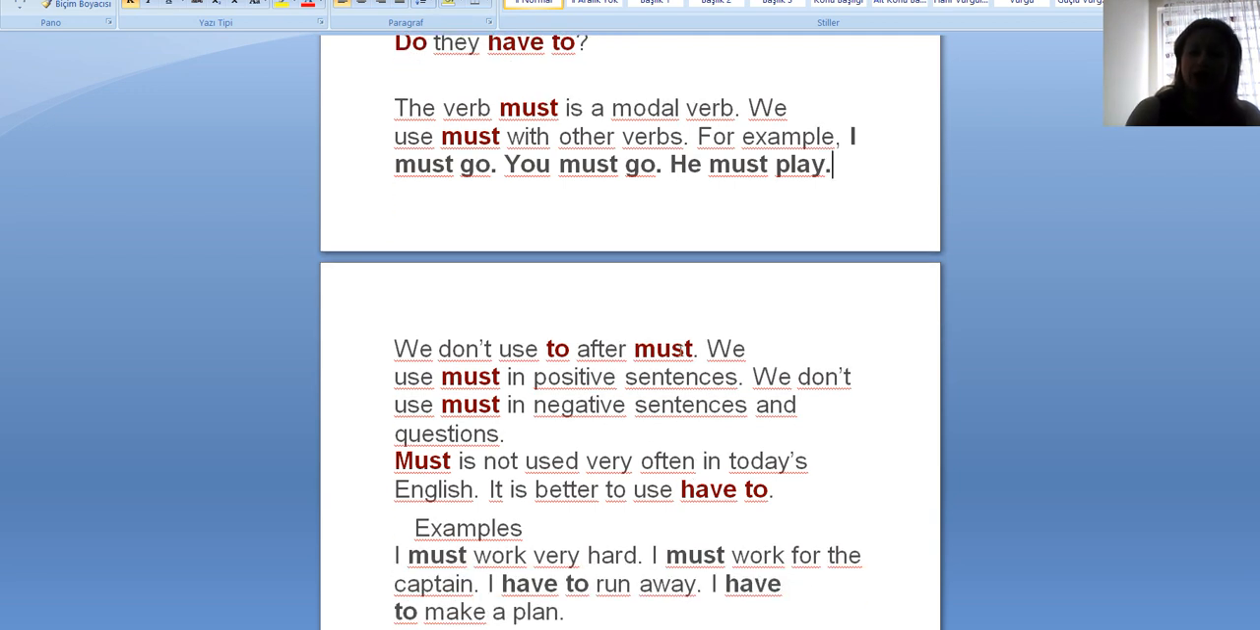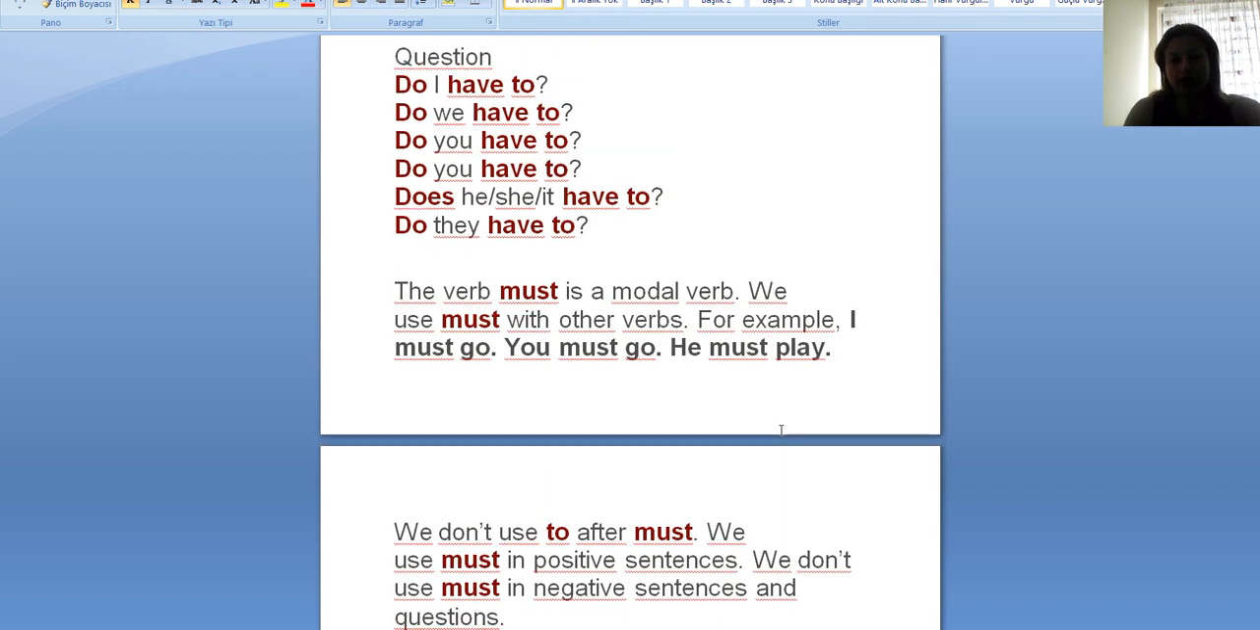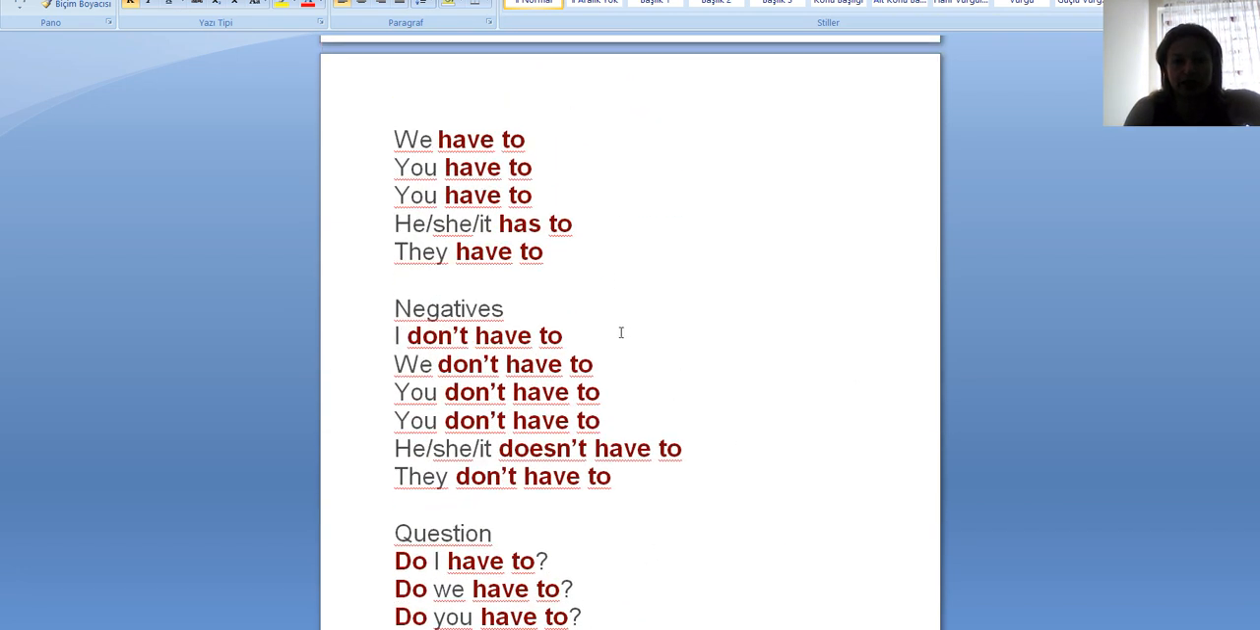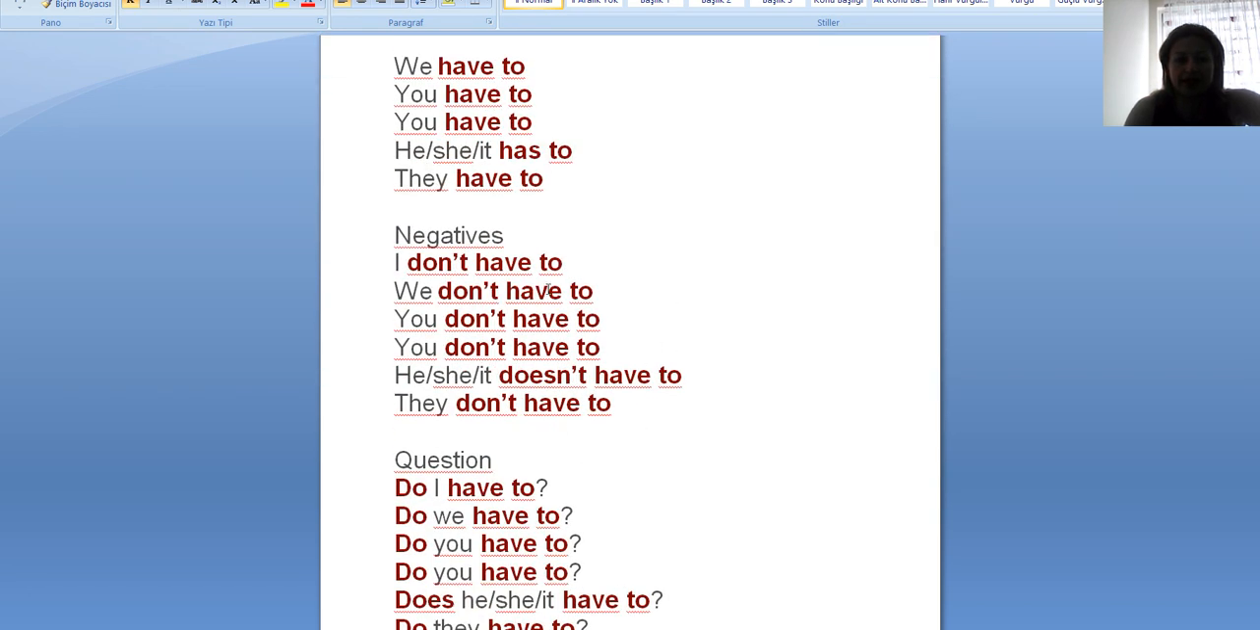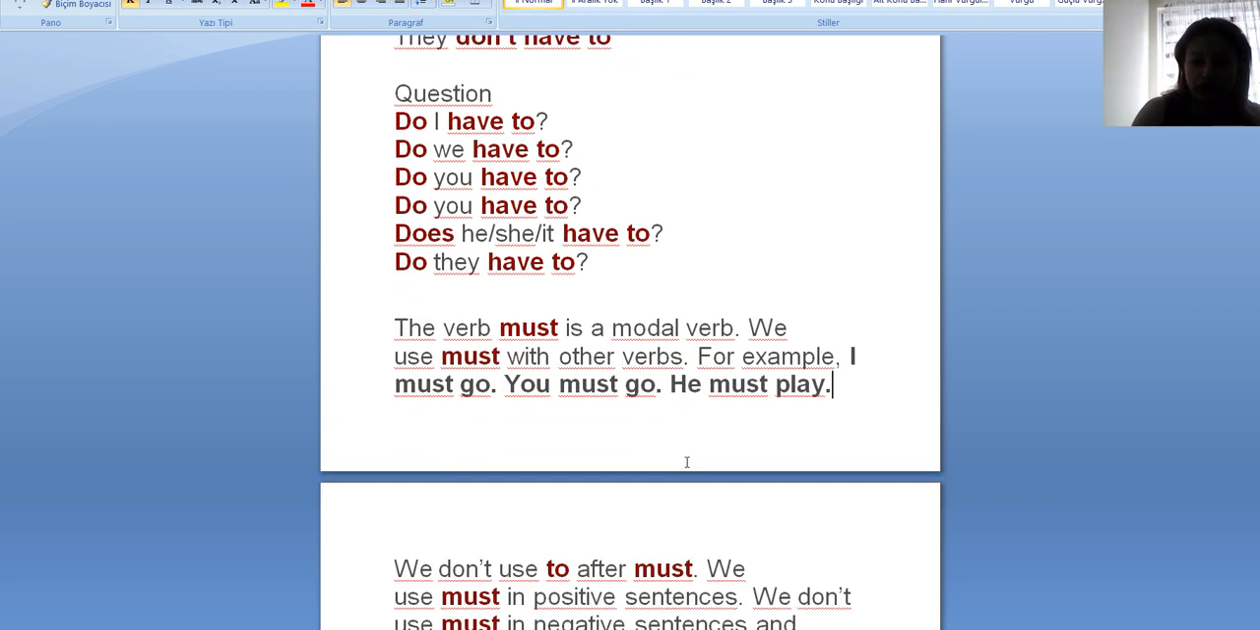We don't use to after must. We use must in positive sentences. We don't use must in negative sentences and questions. So, arkadaşlar burada sadece olumlu cümlelerde must'ı kullanabiliriz. Negatiflerde ve sorularda must kullanılmıyor. Ne kullanılıyormuş? Bunları gördük. Değil mi? Negatiflerde have to, sorularda da have to kullanılıyor.